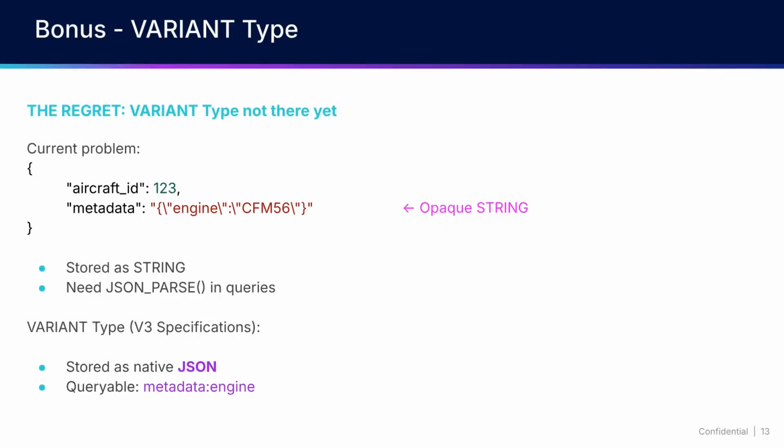One regret though, the variant type. Some fields in our JSONs contain other JSONs serialized as strings. Currently, it's stored as an opaque string in Iceberg. You have to parse manually in queries. The variant type, available in Snowflake and in preview in Databricks, stores semi-structured JSON natively queryable. For us with 1000 columns, some of which are JSON within JSON, this would be a game changer.